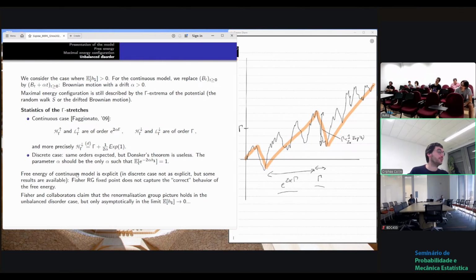We have some estimates on the free energy. However, some things can be made, but now the Fisher renormalization group does not manage to capture the correct behavior of the free energy. Let me explain this in a few words, just to give you the idea. As I said, these descending stretches have a height which is simply gamma plus an excess of order 1. This plays a huge role because this means that typically it will be gamma plus some constant.